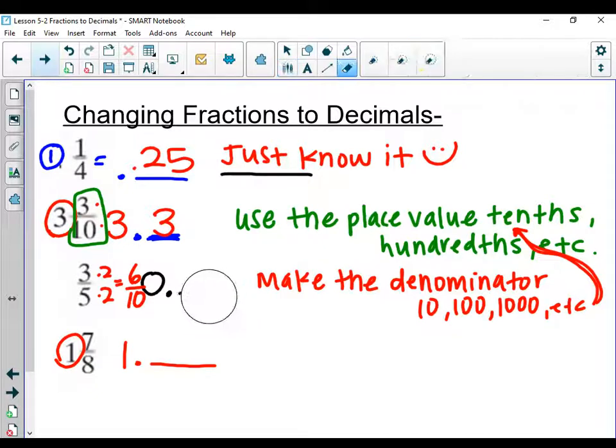Tenths place. Well, there's a lot of places over here, but I really only need the tenths place. What goes there? 6/10.